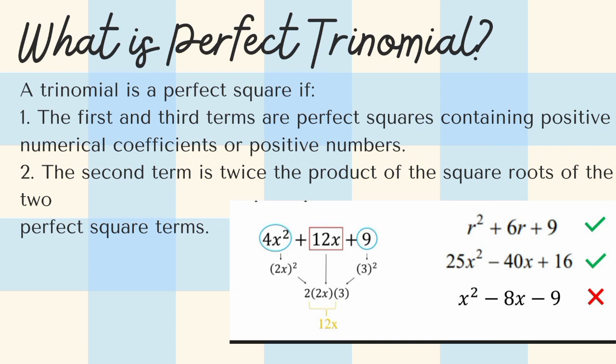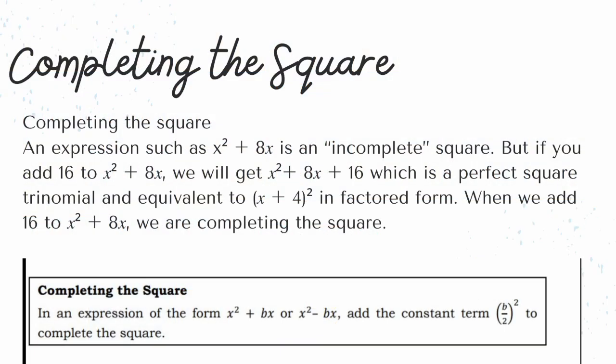And for the second statement, the second term is twice the product of the square roots of the two perfect squares. If we multiply the two square roots and then multiply by 2, the result is the number in the middle term, which is the linear term. Now, let us continue in our topic, completing the square. This is our guide in answering.